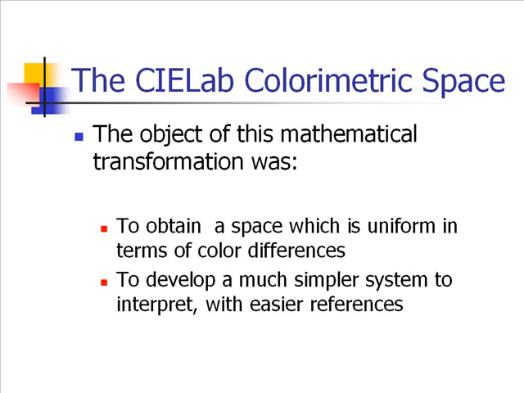The object of this mathematical transformation was to obtain a space which is uniform in terms of color differences. That's what we're always after. Make the color differences that we see visually correlate with our numbers. To develop a much simpler system to interpret with easier references was also a goal of this newer system.